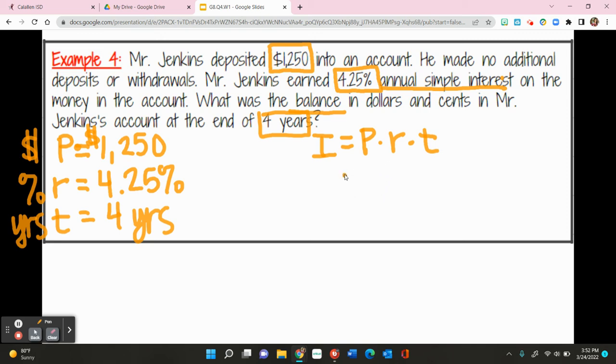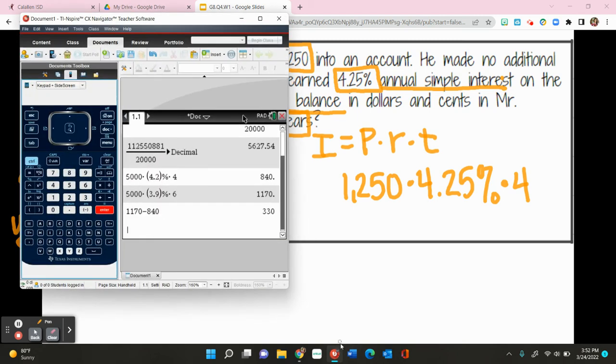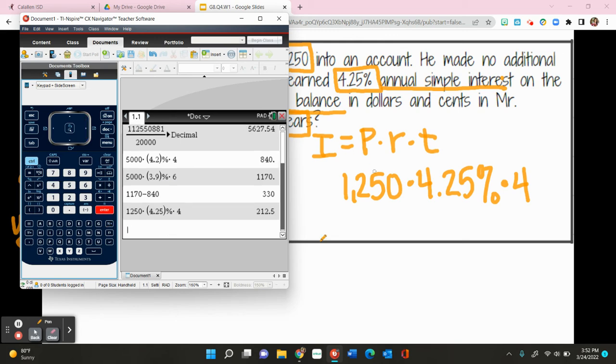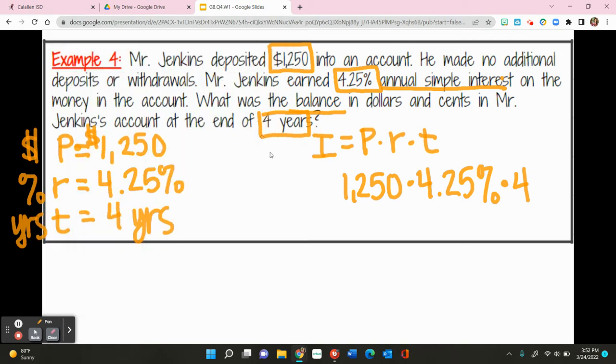So for my principal, this is $1,250 times my rate, which is 4.25%, times the amount of time in years, which is 4. So opening up your calculator, go ahead and type that in. 1,250 times 4.25% times 4. Here we see that the amount of interest earned is 212.5. So this is really 212.50. So this is the amount of interest earned.